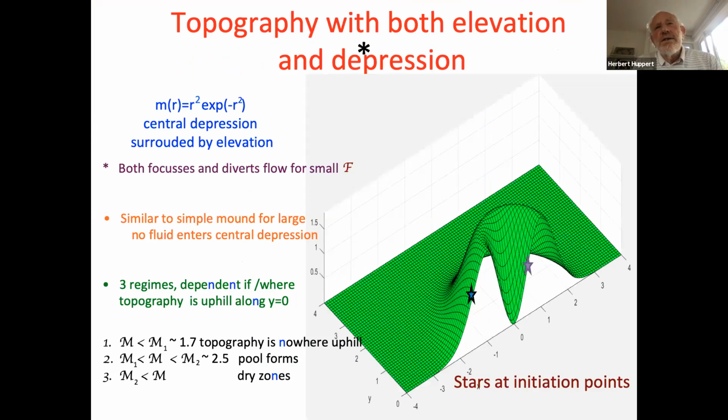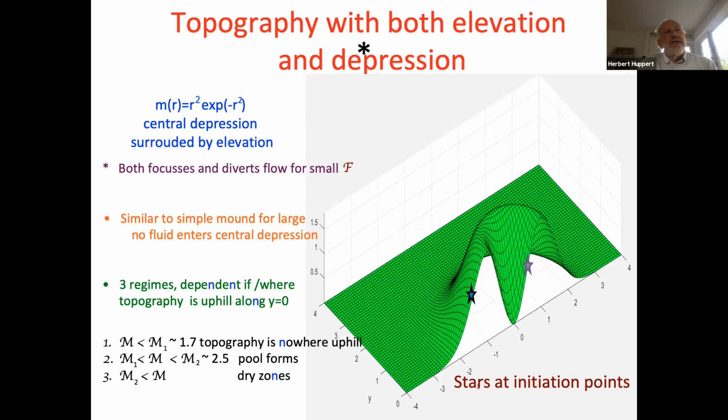This is now a situation where there's both a depression and an elevation, where we're making the topography look like r squared e to the minus r squared. So there's a central depression, as I hope you can see from this three-dimensional green photograph, and it's surrounded by an elevation. What happens if it's the inverse of that, where it's elevation surrounded by a depression? We're just looking at that right at the moment.